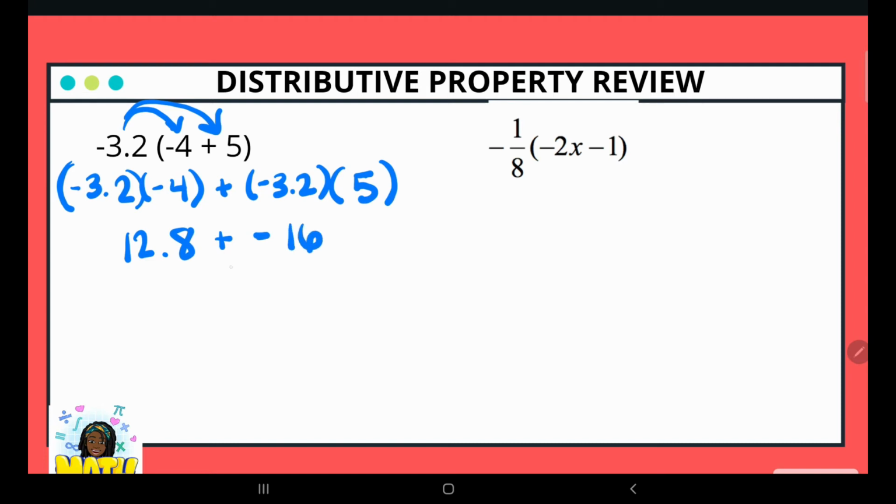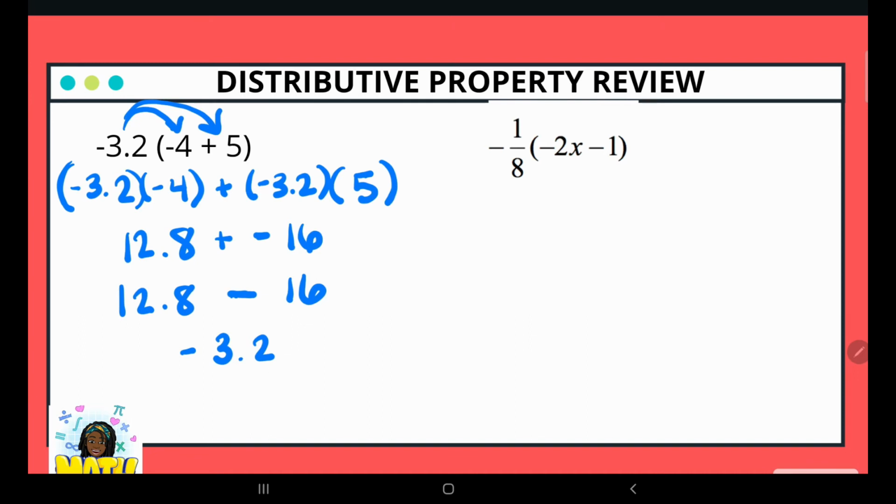Okay. Now, if you notice here in the middle, I have these two signs. I have a plus and a negative. So different signs, that's going to make this negative. So I can rewrite this as 12.8 minus 16. And then when I subtract, okay, different signs, subtract, keep the sign of the higher number. So my answer is negative 3.2. So if you noticed in this one problem, we had operations with decimals, we had multiplying integers, and adding and subtracting integers.